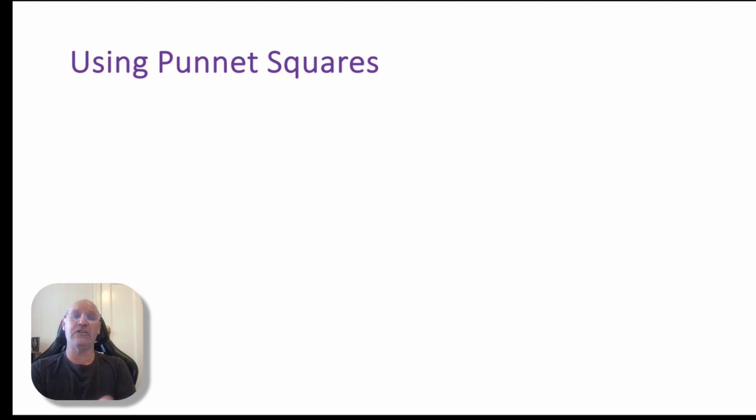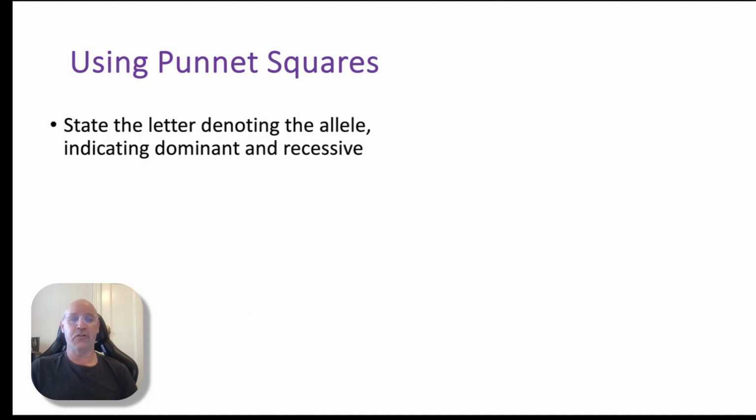Okay, so when you use Punnett squares, you're going to have a problem that you need to solve, so it's really good to have a systematic process for doing that. First of all, we need to state the letter denoting the allele, indicating dominant and recessive. Now, there are no rules about what letters you use. You want to try and ideally use letters that are unambiguous for the difference between the capital and the lowercase. So do select a letter that makes sense to you and is not ambiguous.